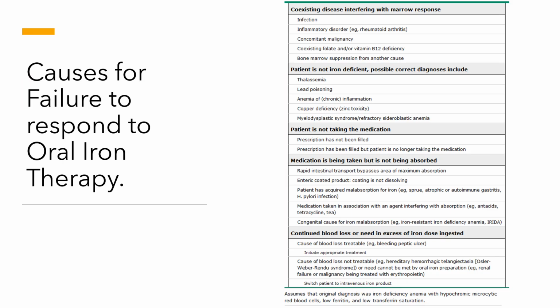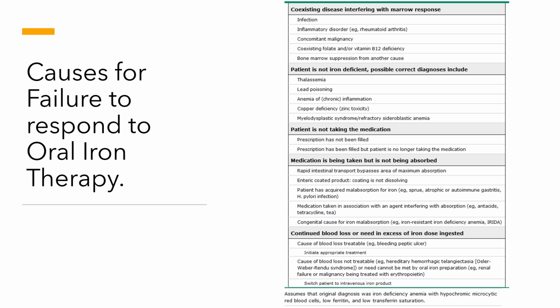So if your patient is not responding to iron treatment, what could be the reasons for that? The patient may be having some existing disease which interferes with the bone marrow response. It can be an infection, an inflammatory disorder, or an underlying malignancy, and the patient may be having coexisting folate and B12 deficiency, and there may be some bone marrow suppression as well.